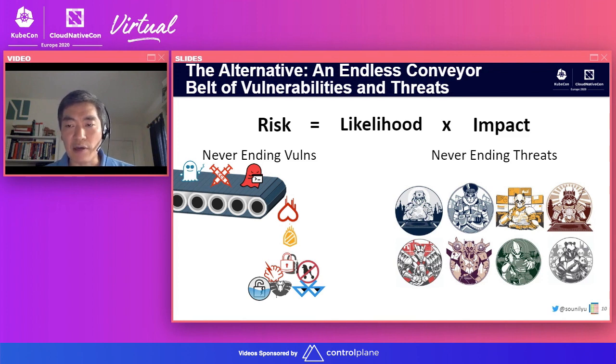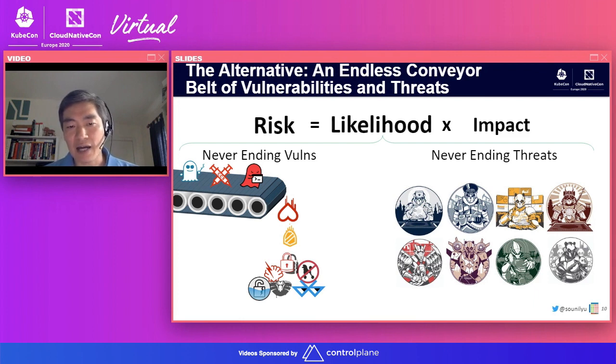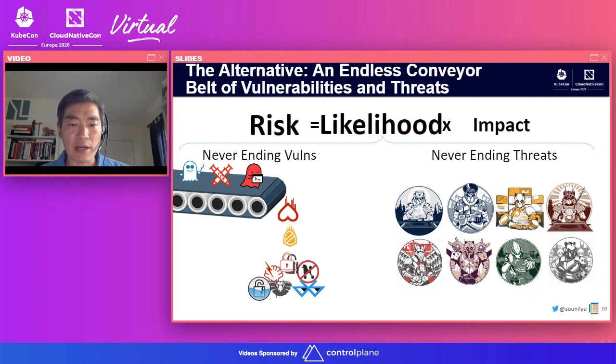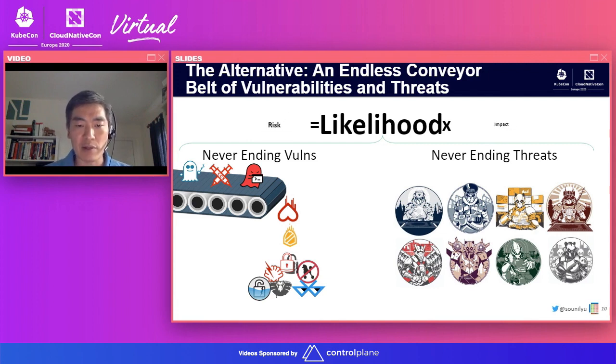Vulnerabilities age like milk, and threats or attacker skills age like wine. And the combination of the two means that likelihood is going to increase over time. Unfortunately, this is largely out of our control. However, what is in our control is impact. With likelihood going up, if we want to reduce risk, we need to focus on how we can dramatically reduce the impact in this risk analysis equation. And I think that the cloud native world provides us a way to do that.